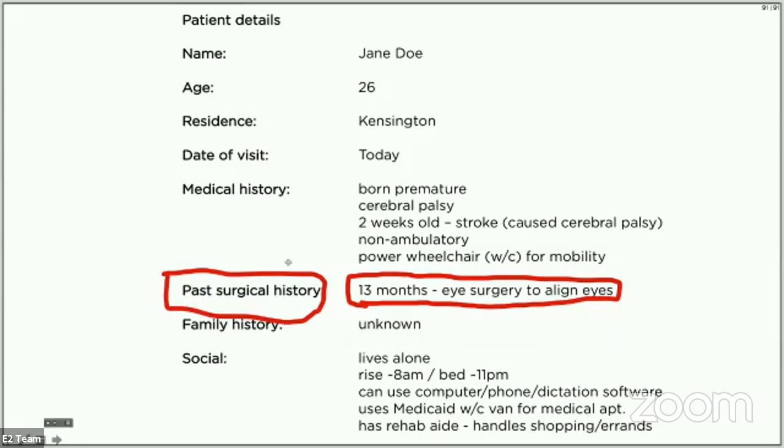13 months. Here in the medical history, there's talking about she was born premature. So we're probably thinking, or the correct interpretation based on the context would be when Jane was 13 months old, she had eye surgery to align her eyes. So that's the interpretation. The transformation when you start to write this is the same thing, except what you're doing is taking that mental interpretation and writing it out on the paper. So you're transforming that onto the paper, but it's the same process. Basically, you're just expressing it in written form.